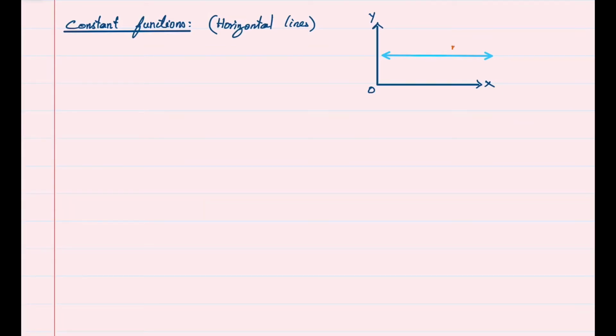Now let us learn about the constant functions. Constant functions are horizontal lines. Consider any horizontal line parallel to x-axis. We know that its slope is equal to 0. If we have a graph, by looking at the graph, we are able to make out which part of the graph is increasing and which part of the graph is decreasing. So without using graphs also, using derivatives, we can find the intervals in which the function is increasing or decreasing.